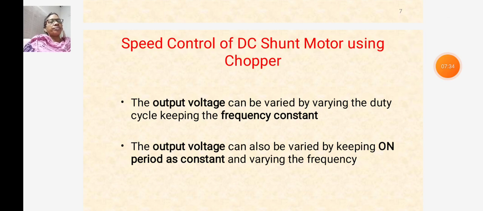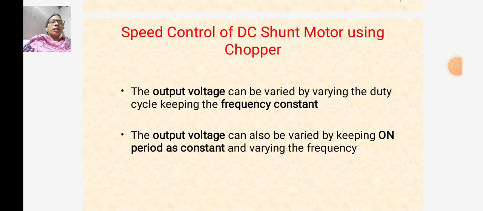So here, in the speed control of DC shunt motor using the chopper, the output voltage can be varied by varying the duty cycle while keeping the frequency constant. The output voltage can also be varied by keeping the on period constant and varying the frequency.